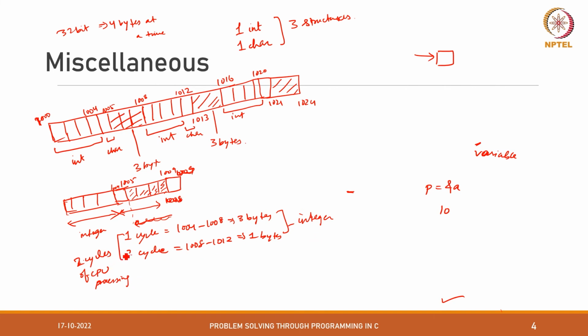We always try to reduce the number of cycles of CPU processing, no matter what. Even if we have to sacrifice a few memory locations for that, we always try to reduce CPU processing as much as possible. So in order to do that, what the programmers devised is that let us have a padding of 3 bytes here and start the next integer from 1008.